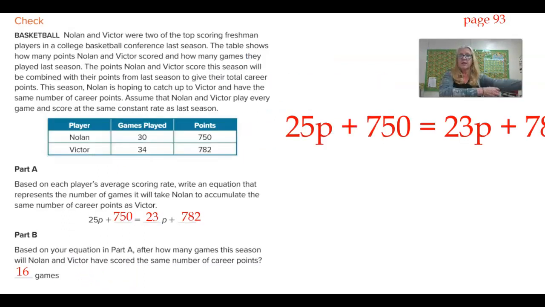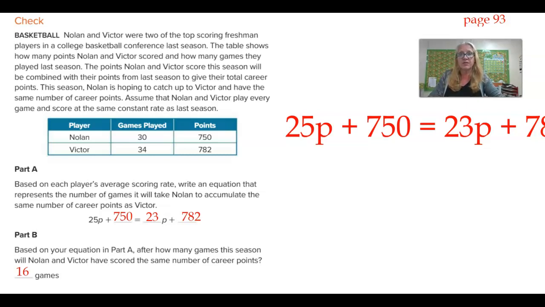Okay. All right, here we have a basketball word problem. I love how they launch right into word problems with these. Nolan and Victor were two of the top scoring freshman players in a college basketball conference last season. The table shows how many points Nolan and Victor scored and how many games they played last season.